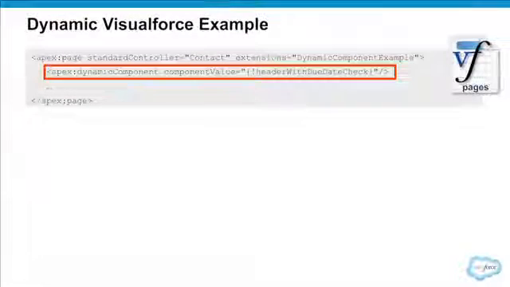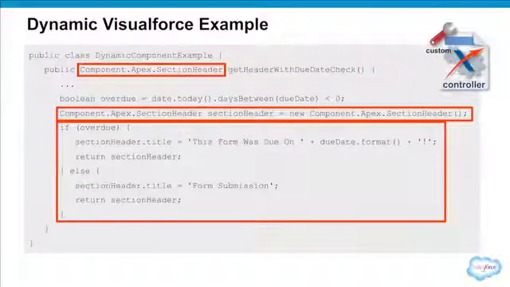The way that this would work is that in your page, you would have the dynamic component tag, and here notice we're doing a binding to this headerWithDueDateCheck. What this headerWithDueDateCheck does is it returns a section header. And one of the things that we can do is dynamically set properties or attributes on that component and then return it down based on, in this case, an if condition on whether or not this particular thing is overdone, or overdue, or what have you.